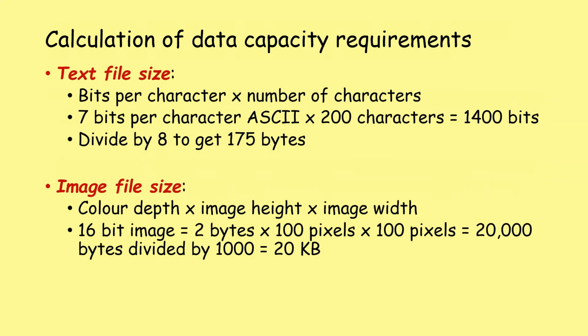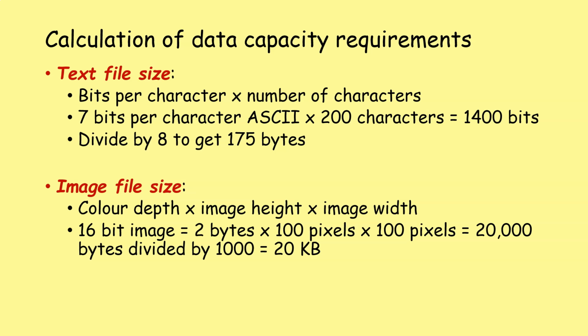We need to be able to do different calculations for data capacity requirements, one of which is calculating text file size. The calculation is the bits per character multiplied by the number of characters. So if we had 200 characters in 7-bit ASCII, the calculation would be 7 bits per character, so 7, times the 200 for 200 characters gives us 1,400 bits. If we divide that by 8, we get a more manageable unit of 175 bytes.